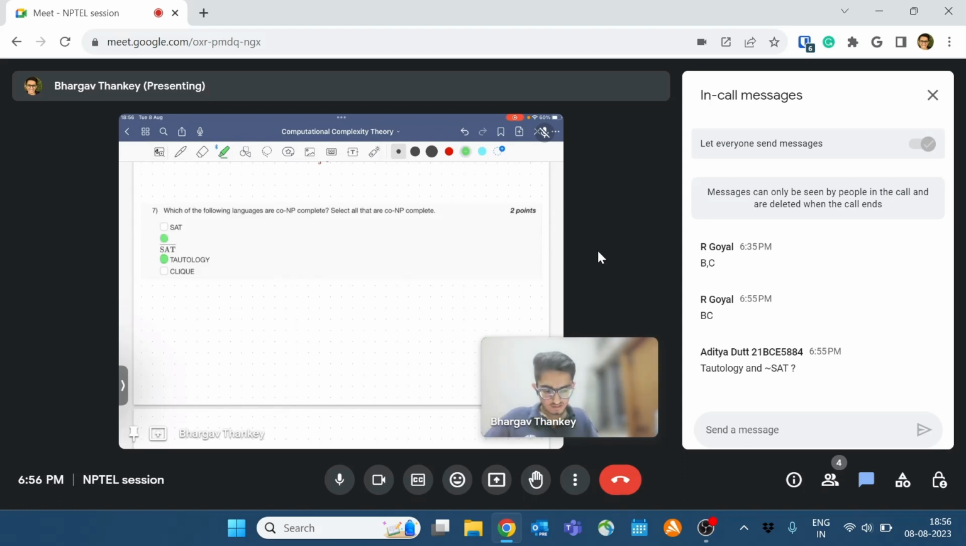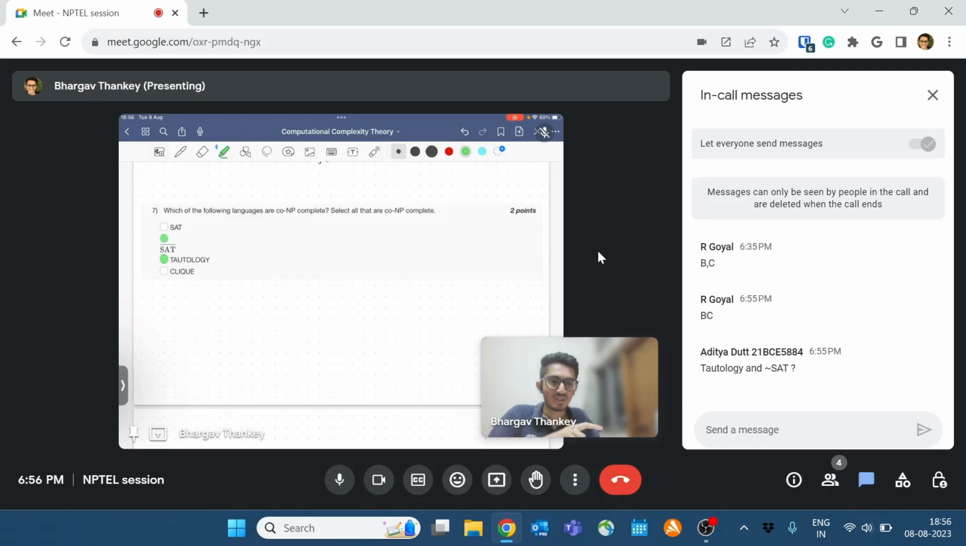Yeah, I have some very basic doubt about co-NP. This is quite a stupid doubt, but I'll go ahead. The thing is, I'm thinking, why is NP not closed under complementation?